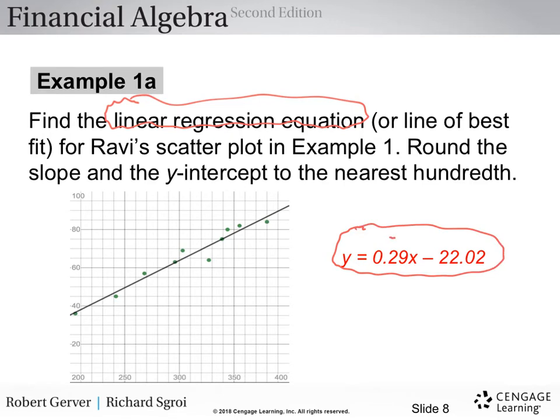Now, the 0.29, that's the slope. And the minus 22.02, that's the y-intercept. And as I say, you can get these using Desmos, and it's explained very nicely in that additional video on the topics page.